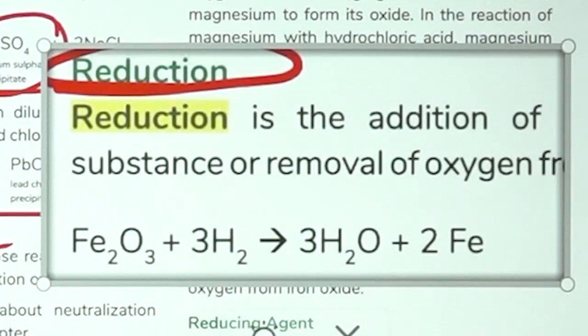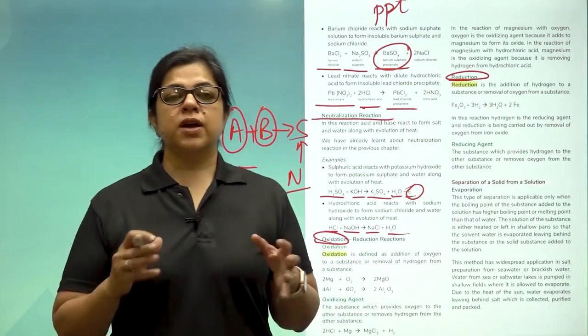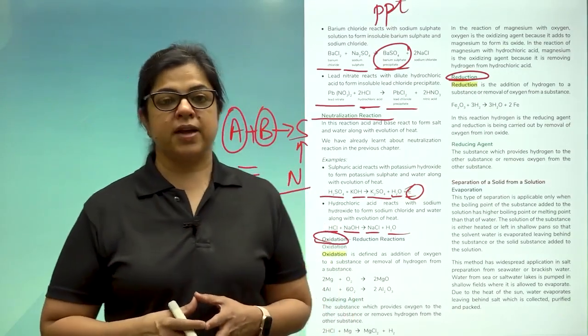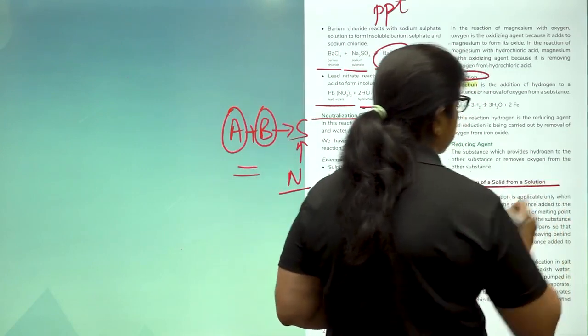Taking this example of the given reaction, Fe2O3 plus 3H2 gives 3H2O plus 2Fe. In this reaction, hydrogen is being added and oxygen is being removed. So this kind of reaction is known as a reduction reaction. And the substance which provides hydrogen to the other substance or removes oxygen from the other substance is known as a reducing agent.